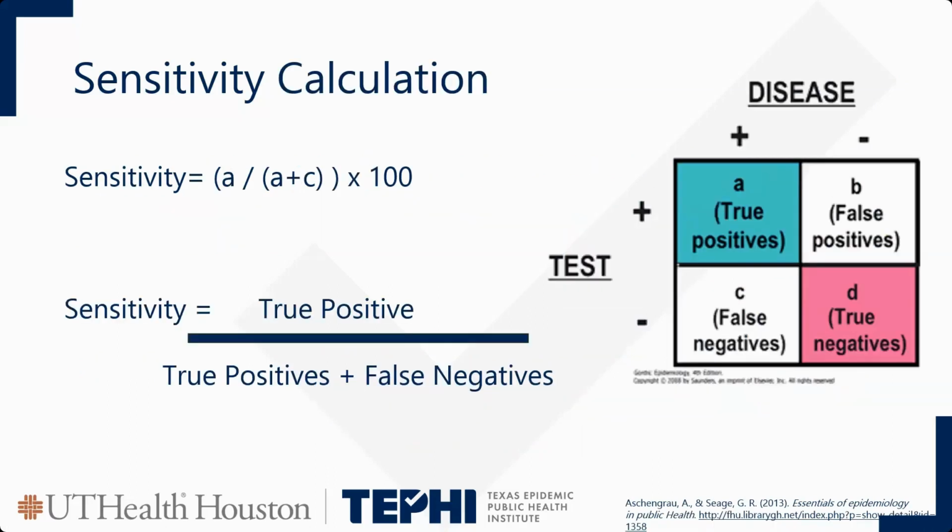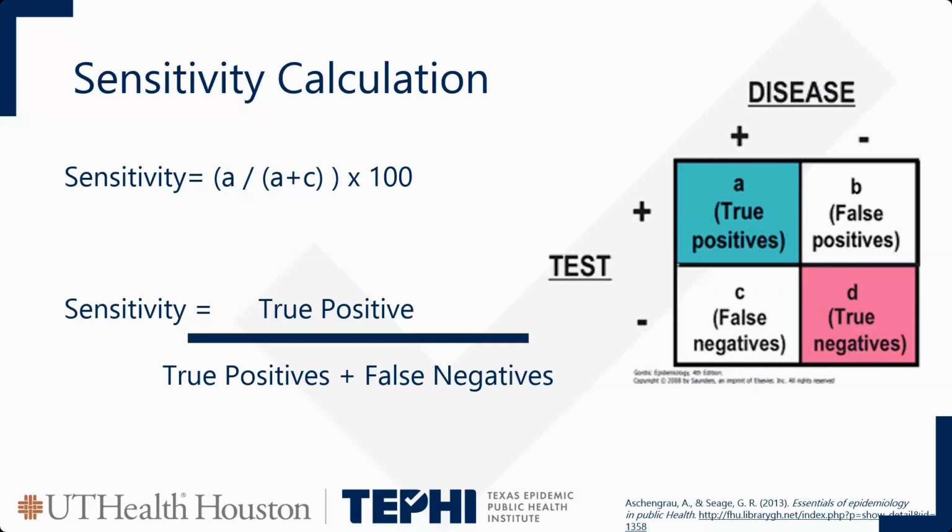So here's an example of a 2x2 table of how sensitivity can be calculated. The disease rate is at the top, which is the vertical aspect, and the test rate is on the side, which is the horizontal. So box A is the number of individuals who have the disease and test positive. This is known as true positives. Box B is the number of individuals who don't have the disease but test positive. This is false positive. Box C is the number of individuals who have the disease but test negative, which is also known as false negative.